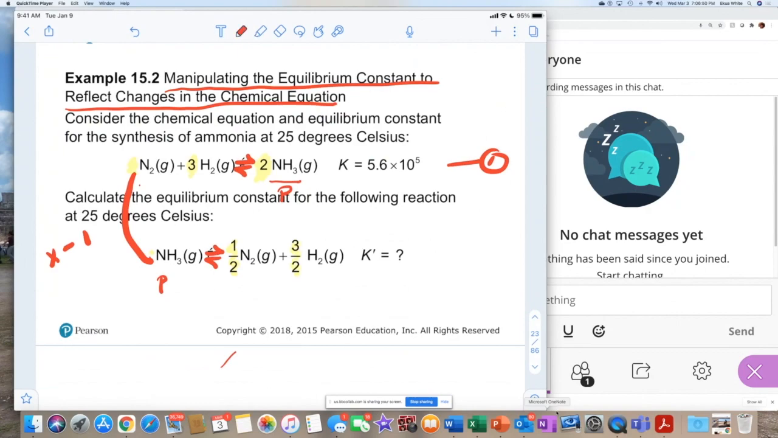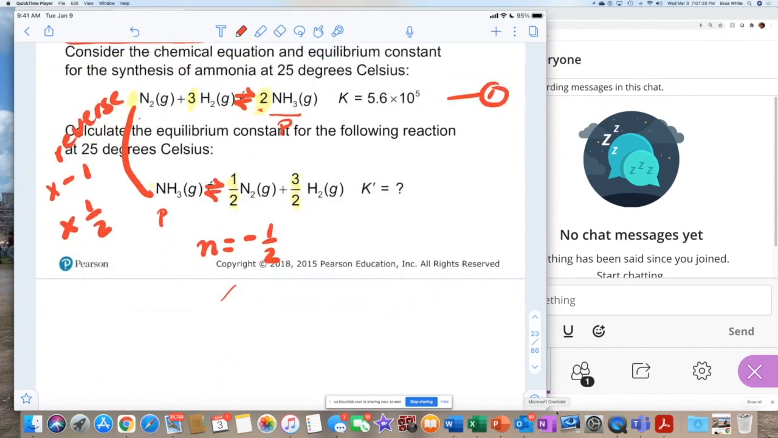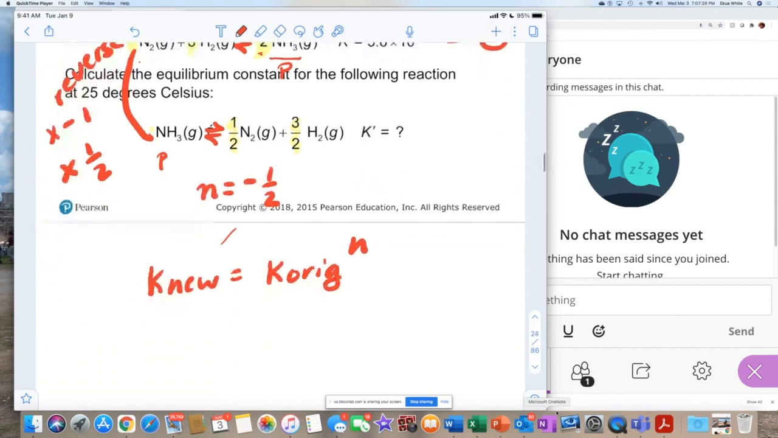So it looks like the first equation was multiplied by -1 to reverse, right? But it was also multiplied by 1/2 to get rid of this 2. So 2 factors influence the first equation to make it into the second equation. So essentially you can say the first equation was multiplied by -1/2. So my value of n here is -1/2. Now they work it out differently. They do so many different steps. So k new that we're trying to solve for is k original raised to the power n.